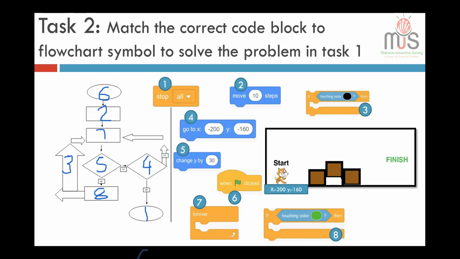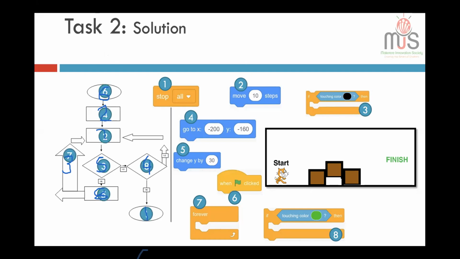Okay. Now let's see the answer. Let's see who has gotten it right. Thank you very much, Eliora. So these are the right answers. The first is to go when green flag is clicked. That's how you start. Then you move on to 4, which is go to this start position.